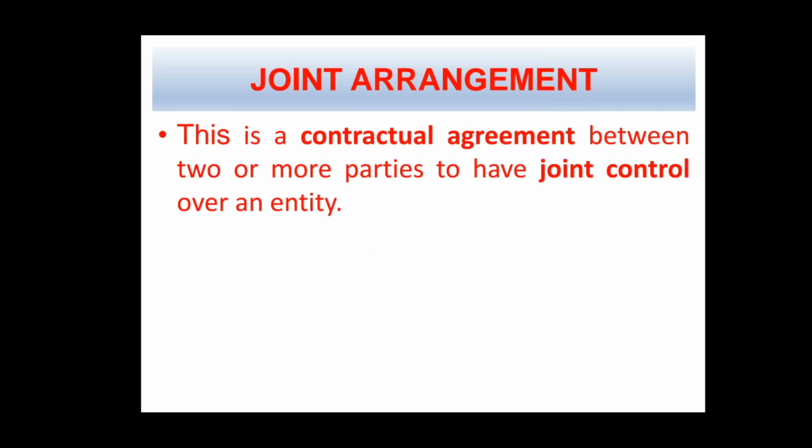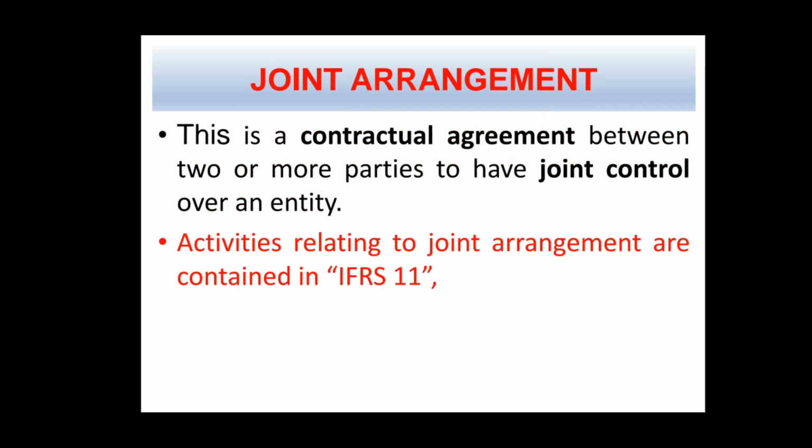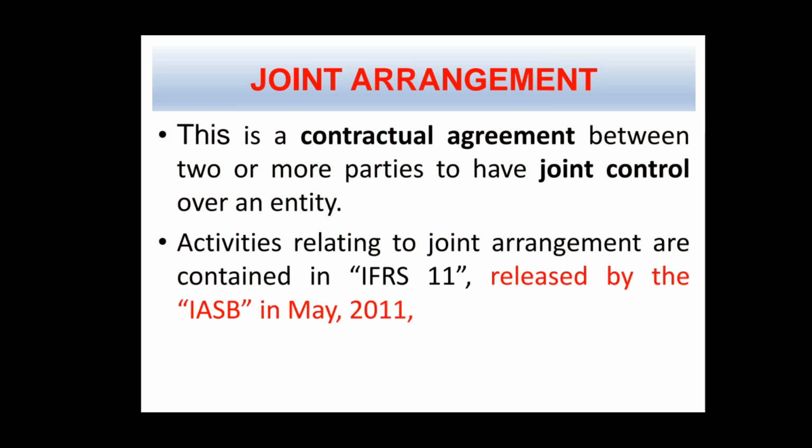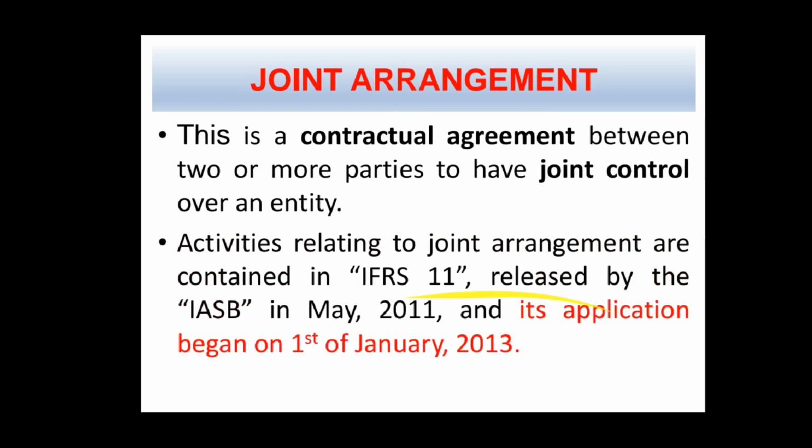This is a contractual agreement between two or more parties to have joint control over an entity. That is, activities relating to joint arrangement are contained in IFRS 11, which was released by the IASB in May 2011, and the application of the standard started on the 1st of January 2013. And we will be looking at all the keywords in this definition, that is contractual agreement and joint control. So what is joint control?